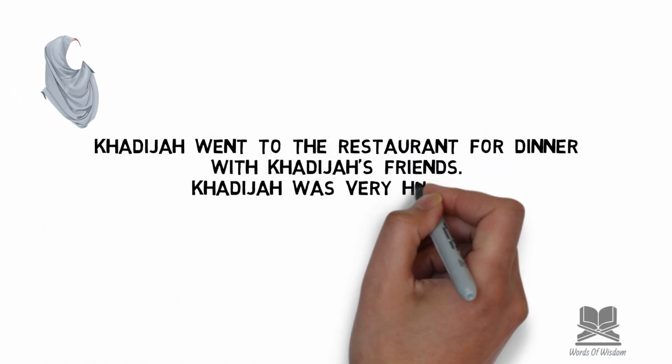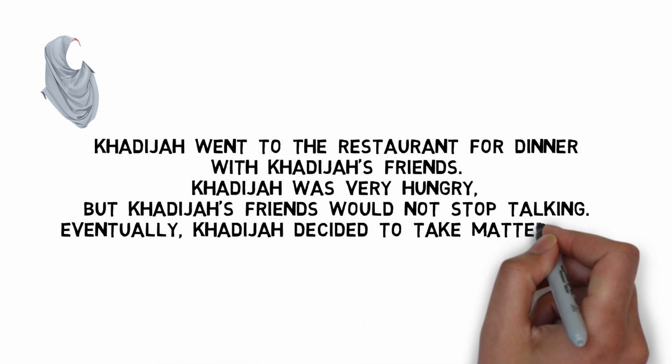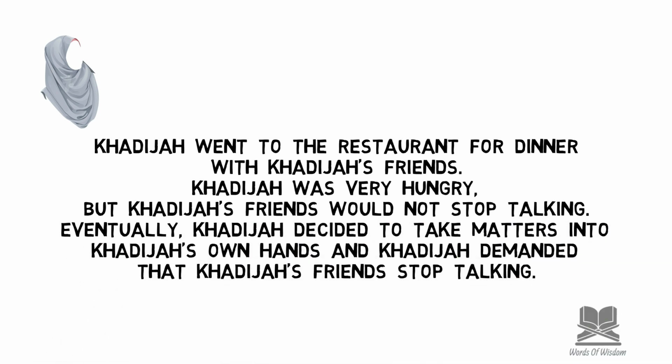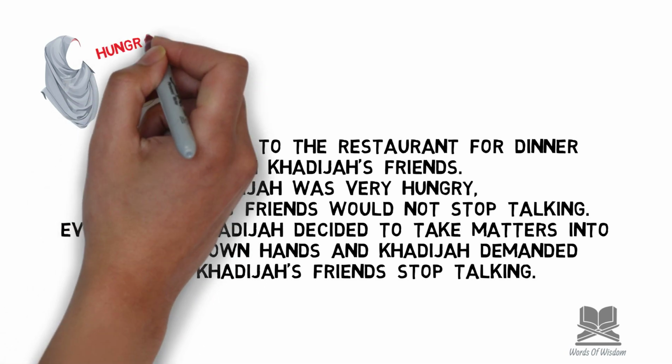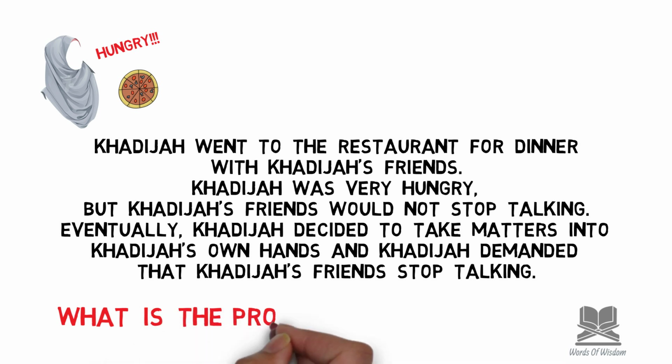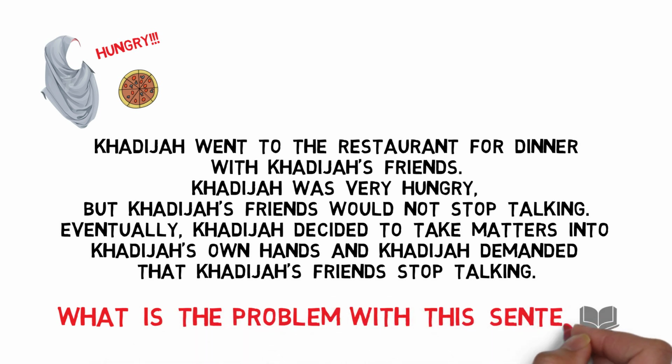Khadija went to the restaurant for dinner with Khadija's friends. Khadija was very hungry, but Khadija's friends would not stop talking. Eventually, Khadija decided to take matters into Khadija's own hands, and Khadija demanded that Khadija's friends stop talking. What's the problem with this sentence?